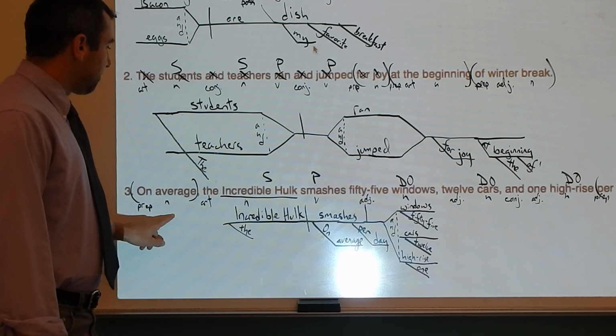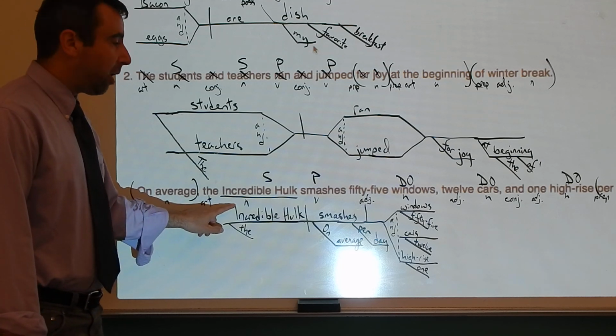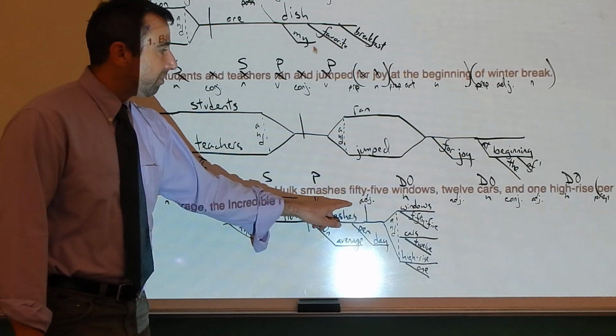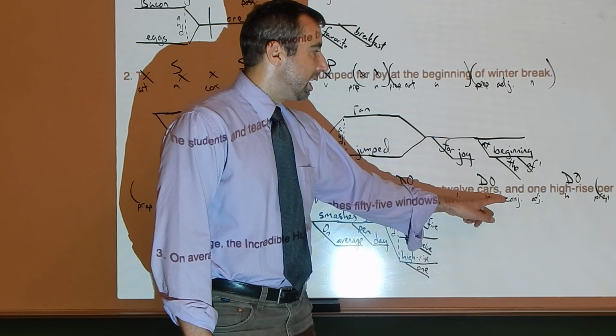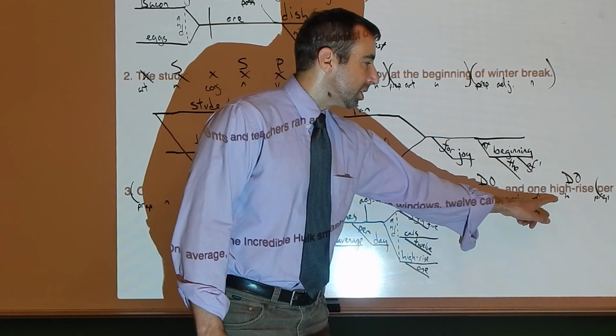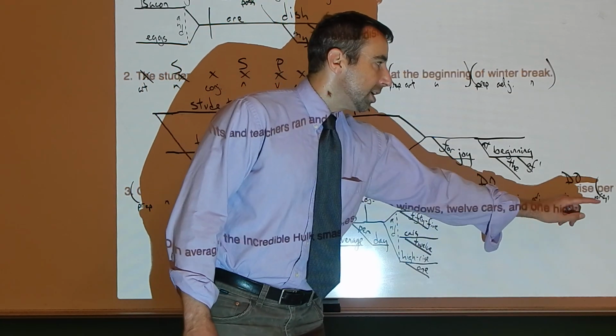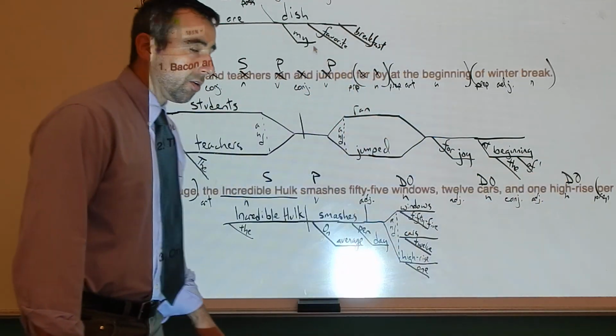On is a preposition, average is a noun, the is an article, Incredible Hulk is a noun, smashes is a verb, 55 is an adjective, windows is a noun, 12 is an adjective, cars is a noun, and is a conjunction, one is an adjective, high-rise is a noun, per is a preposition, and day is a noun.